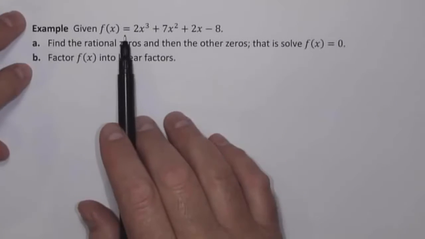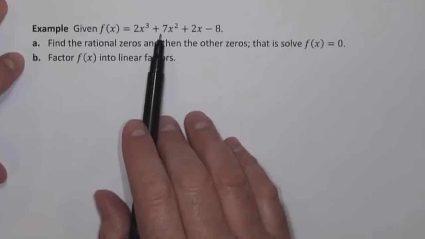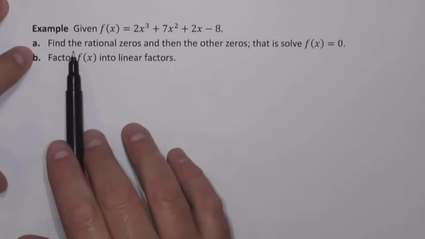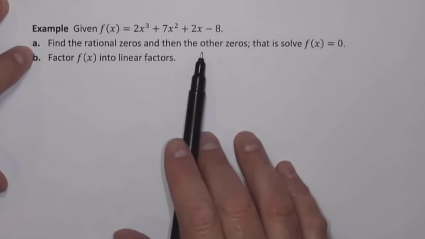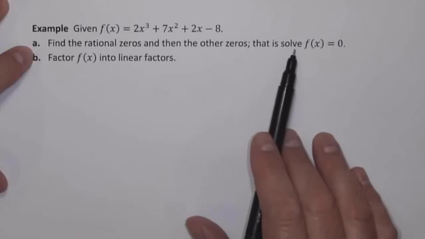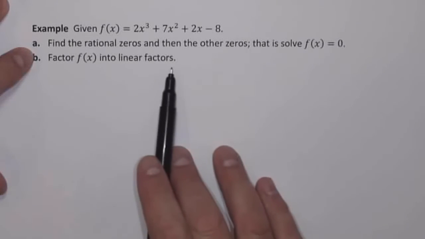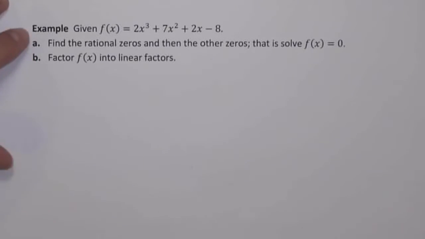So example, given f of x equals 2x cubed plus 7x squared plus 2x minus 8, we want to find the rational zeros and then the other zeros. That is, we want to solve f of x equals 0. And then once we do that, we want to factor f of x into linear factors. So we can use the rational zeros theorem to see if we have any rational zeros.